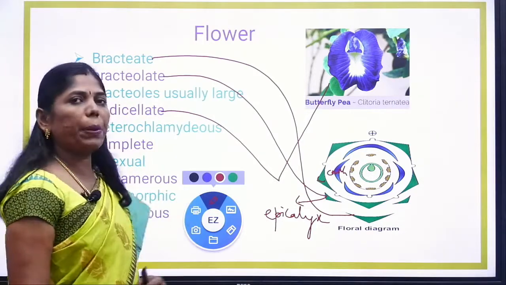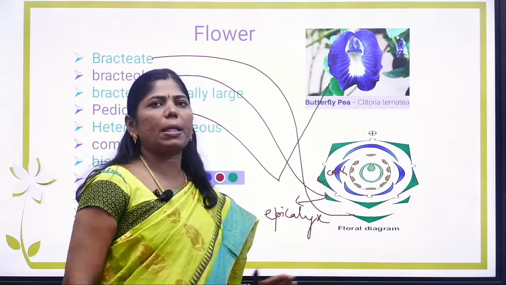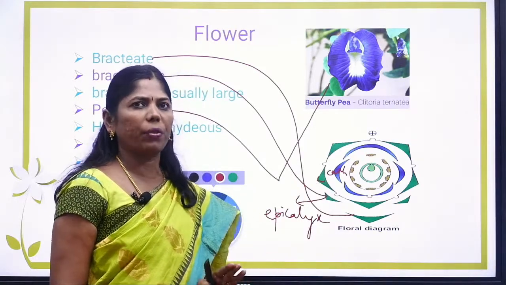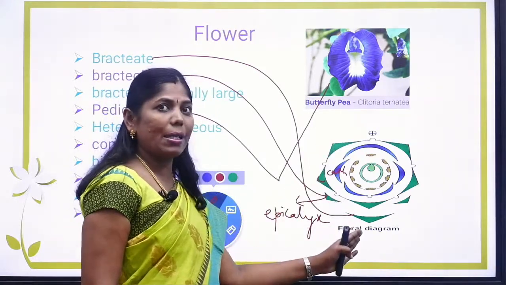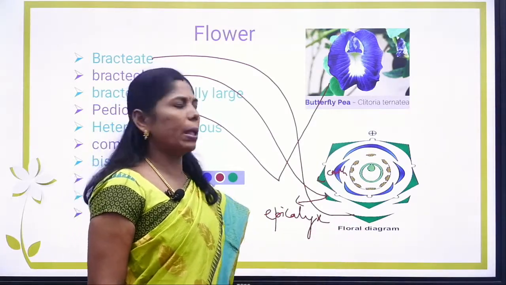So next one is a complete flower. Okay, so how can we say that is a complete flower? All the floral parts are present, so that is a complete flower. So what are the floral parts here? It is pentamerous in condition. Okay, including the epicalyx, that is a pentamerous condition.